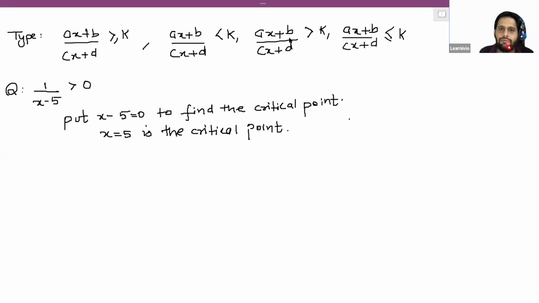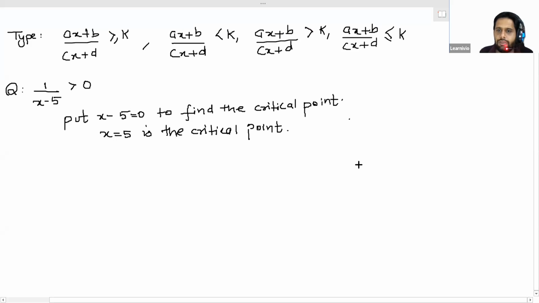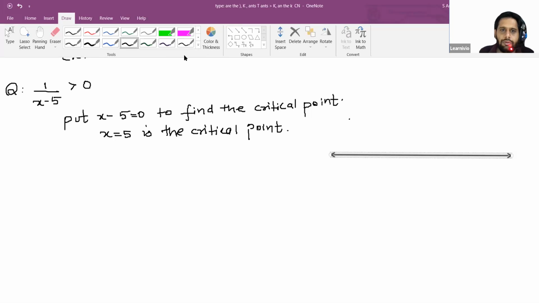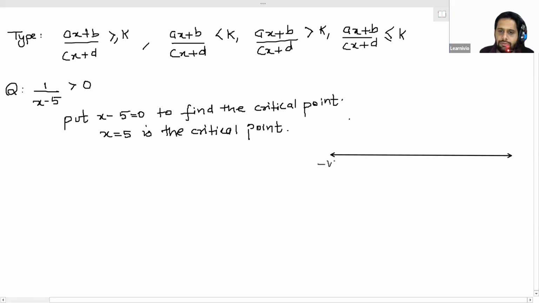Then after this, we need to draw a number line. So this is the number line, with minus infinity on one end and plus infinity on the other. Then you need to write the critical point, which is 5. Always remember, first you plot the critical point. To the extreme right, you have a positive, and then alternately negative and positive.